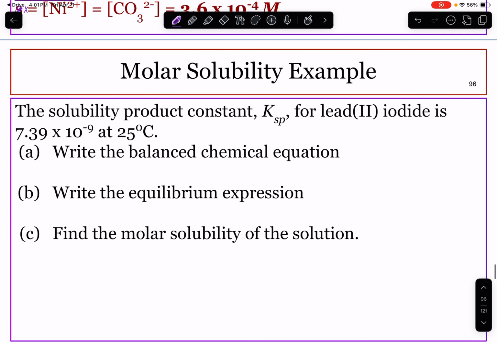Here's another example. The solubility product constant, KSP, for lead 2 iodide is 7.39 times 10 to the negative 9. A, write the balanced chemical equation. Pause to see if you can do this before seeing the answer.